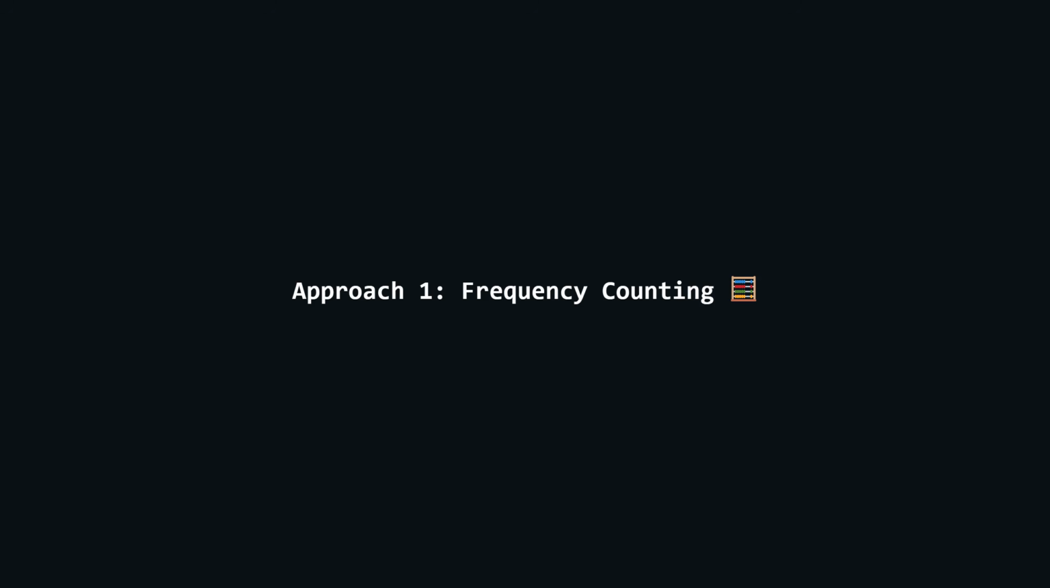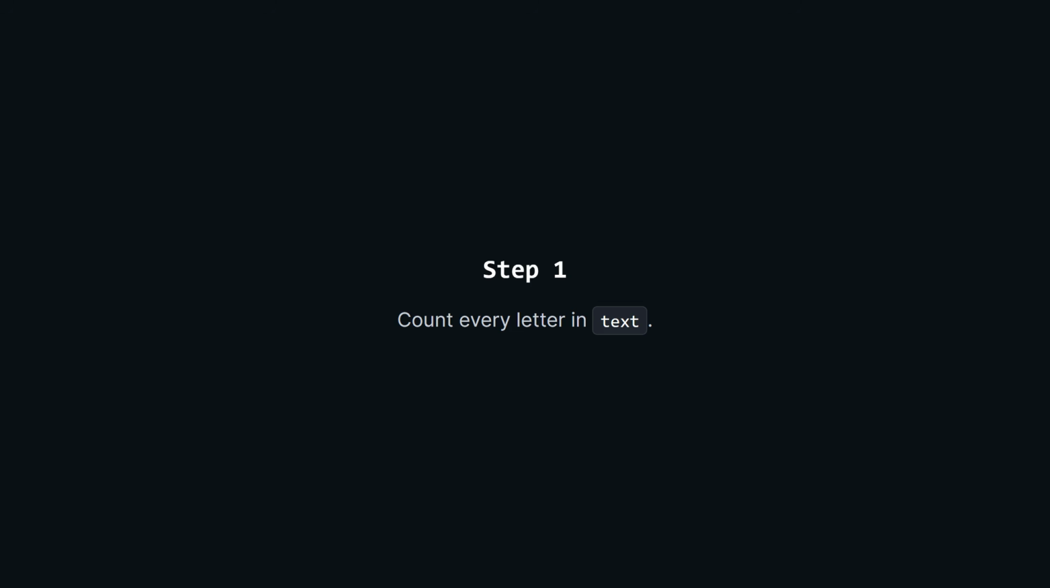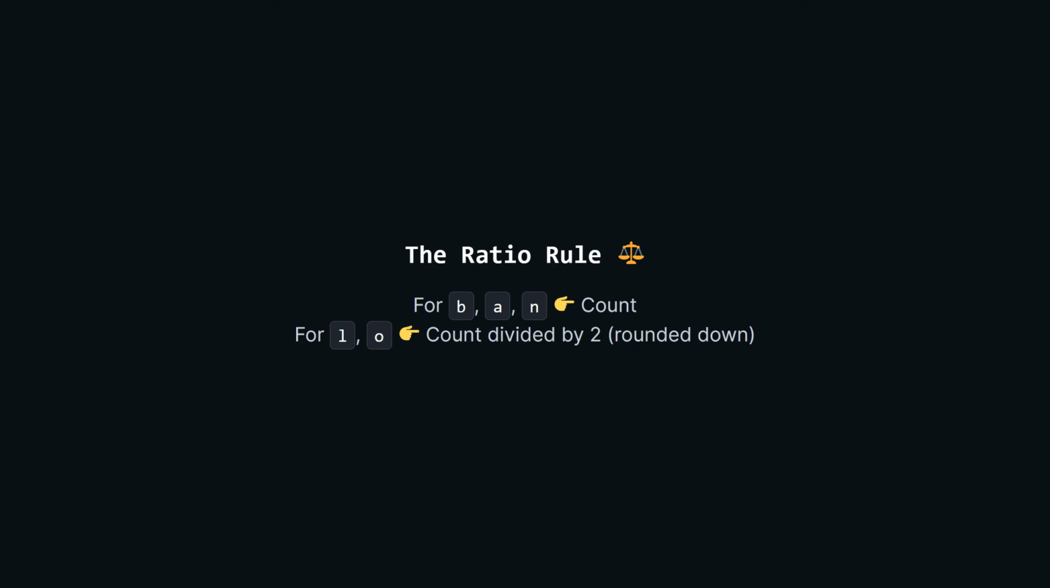So the best way to solve this is to just count up all our ingredients first. First, we will go through the string they give us and tally up exactly how many of each letter we have in total. Then, we figure out how many full words we can make based on the letter we have the absolute least of. For the letters B, A, and N, it is a 1-to-1 ratio. But since we need 2 L's and 2 O's per word, we have to divide their total counts by 2 to see how many pairs we have.